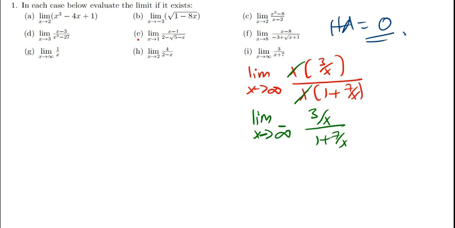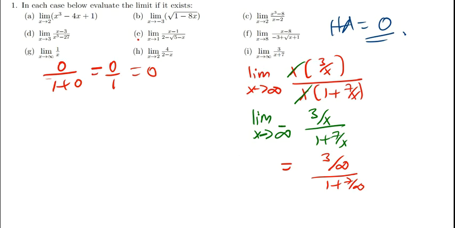When you reach this point, you can just plug in now: 3 over infinity divided by 1 plus 7 over infinity. Now, anything divided by infinity is 0. That's what we said here. Anything divided by infinity is 0. So 3 over infinity is 0. On top there I have 0 over 1 plus 0, which is 0 over 1, which is 0. Like I said, it's the same as finding the horizontal asymptote. So that is it for question 1.